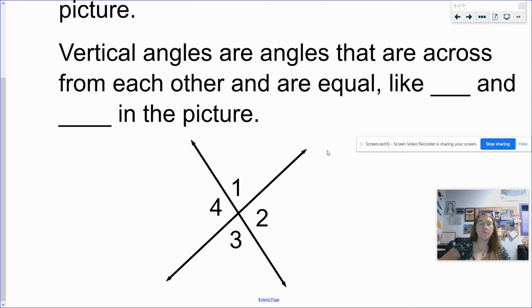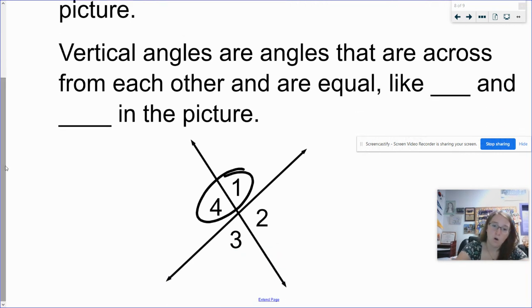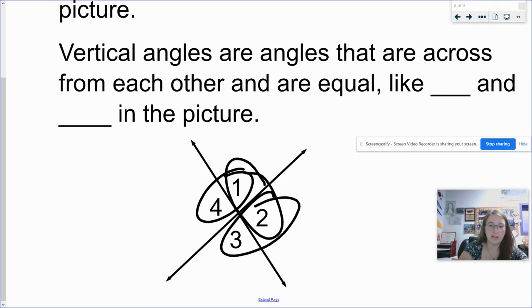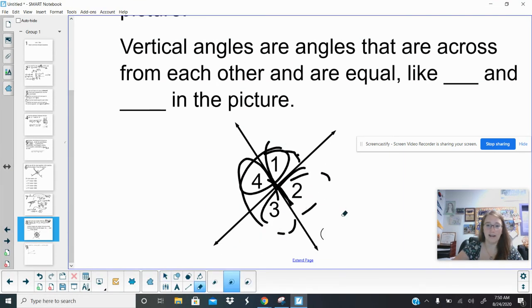There are 4 different pairs I could possibly have. You're just going to choose one of them. So hopefully you chose angle 1 and angle 4. Those are a linear pair. However, again, they're not the only linear pair. 1 and 2 are also a linear pair together. 2 and 3 are also a linear pair. And 4 and 3 are also a linear pair because they share a side and they add to 180.